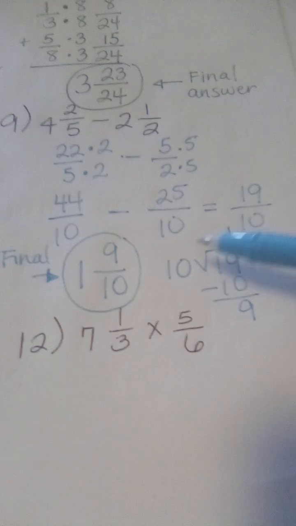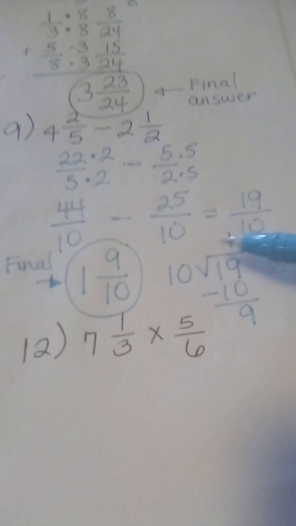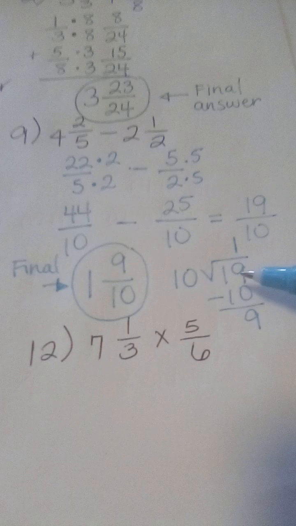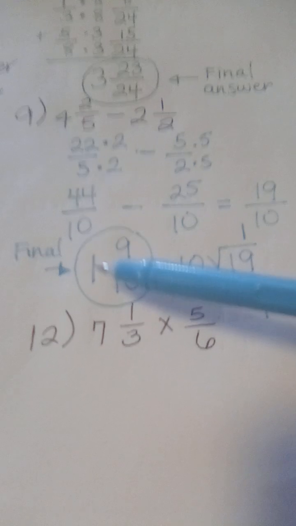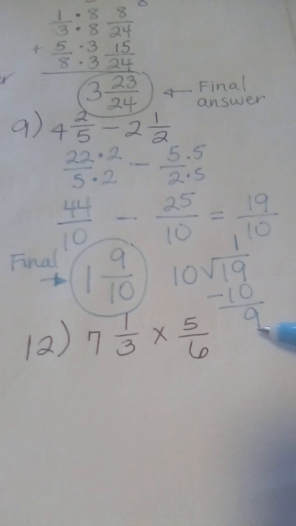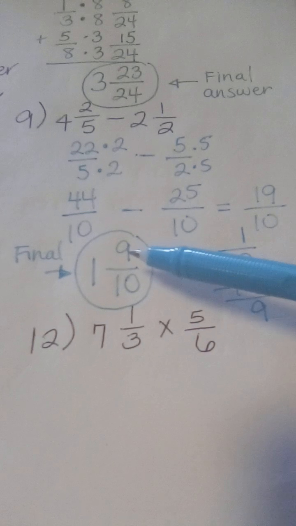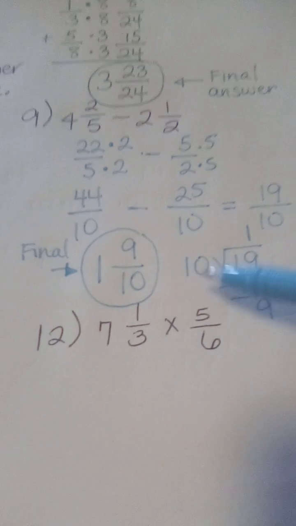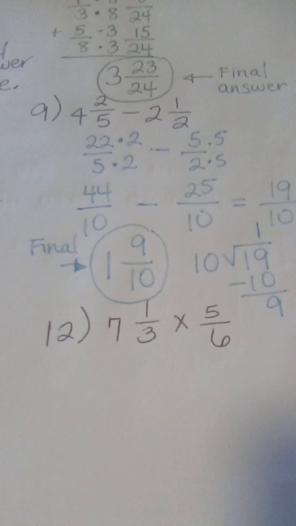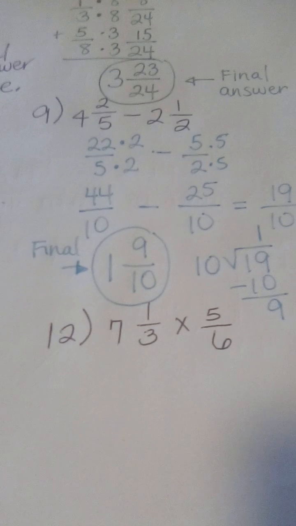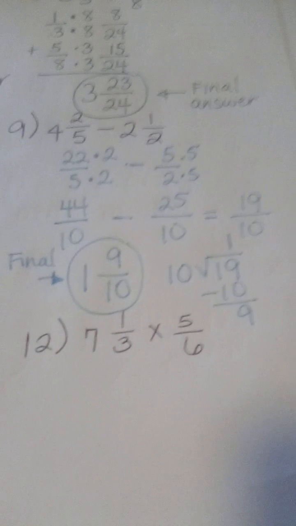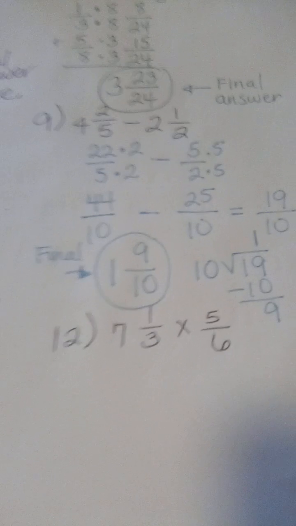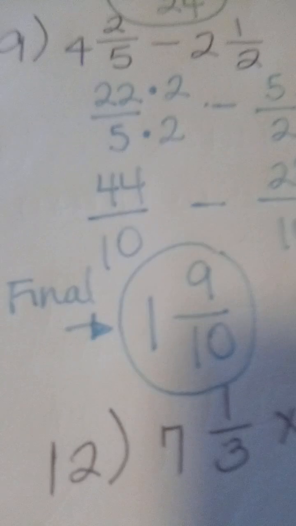That gives us 19 over 10, and then turn this into a mixed number. 19 goes inside the box, 10 goes outside. 1 times 10 is 10. 19 minus 10 is 9. The whole number goes first, which is the 1. The remainder goes on the numerator, and the 10 outside goes in the denominator. That's how you get 1 and 9/10. Before I go to the second part, any more questions on number 9?